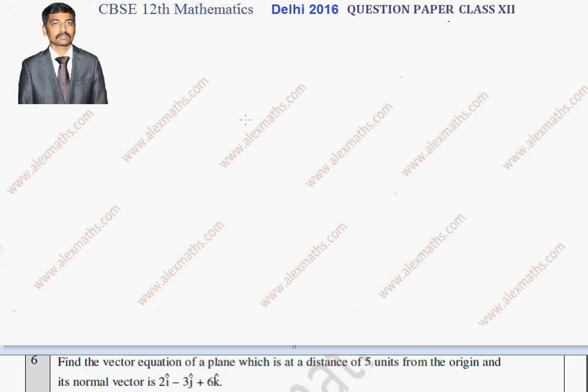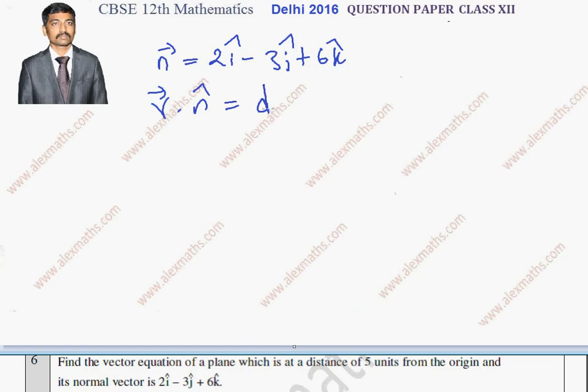Question number 6. Find the vector equation of the plane which is at a distance of 5 units from the origin and its normal vector is 2i minus 3j plus 6k. They have given the normal vector, that is n vector is equal to 2i minus 3j plus 6k, and the equation of the plane is r dot n cap is equal to d, where d is the perpendicular distance from the origin. For writing n cap, I have to write the n vector and divide by the magnitude. Then only I will get n cap, because n cap is a unit vector.